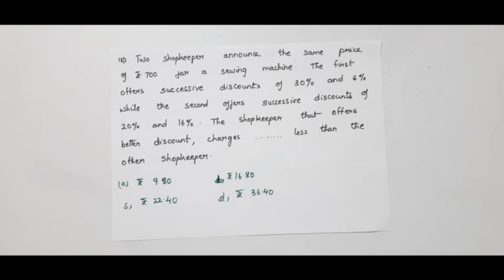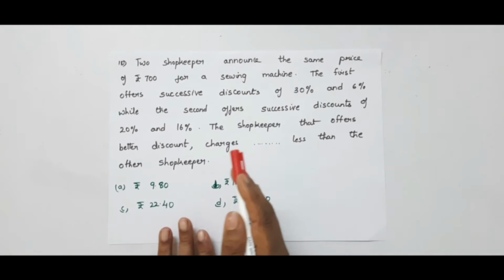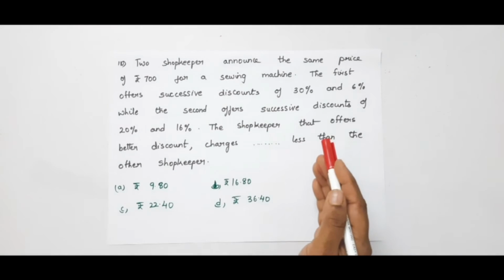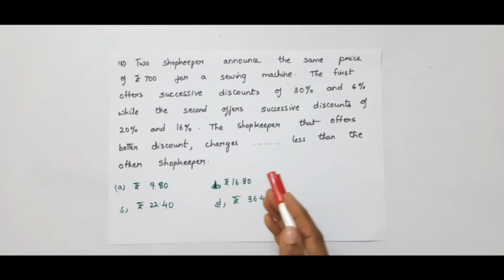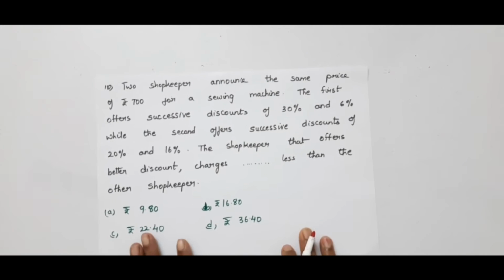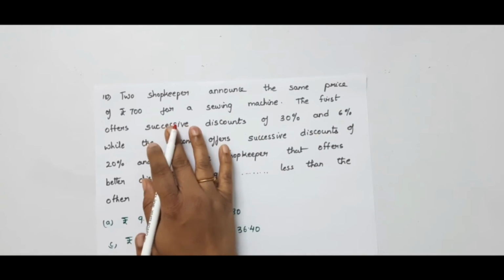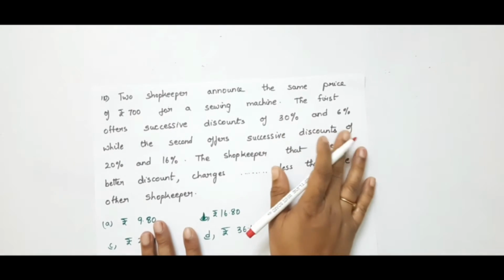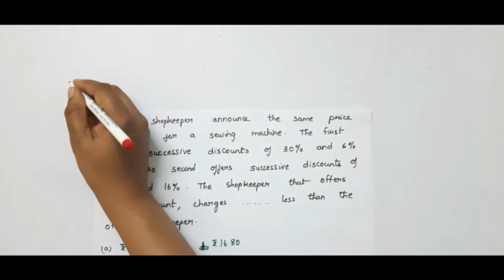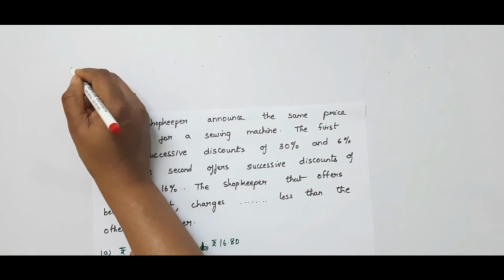This is quite similar to the previous problem, but here he didn't mention in terms of loss. He just said that two shopkeepers are there. What is the charge which can be paid by the first shopkeeper less than the other shopkeeper? Is it not? So here first we have to find the selling price for the first shopkeeper who gave the two discounts, 30 and 6%.